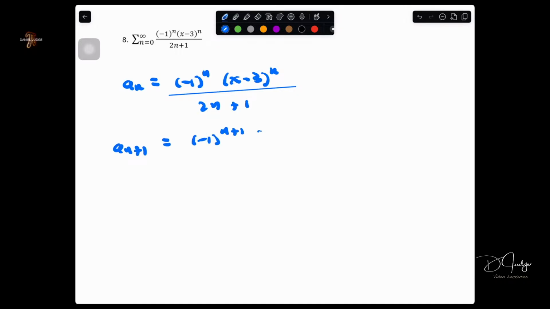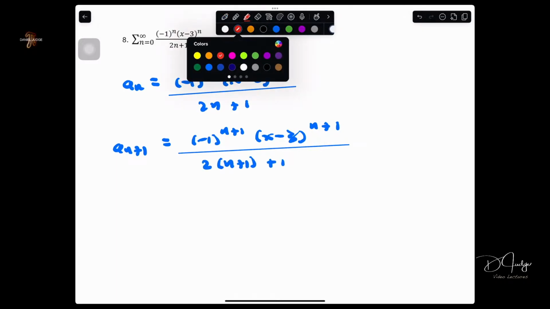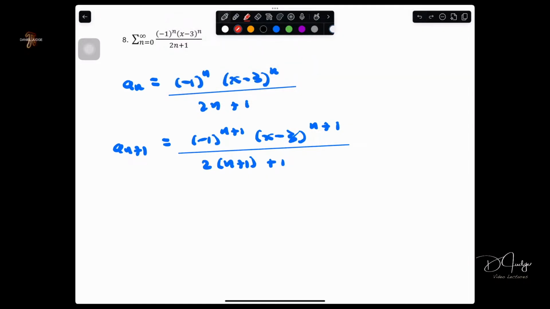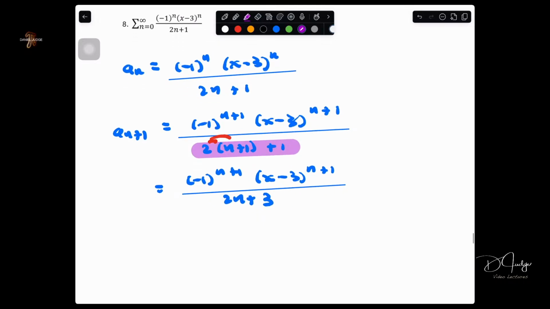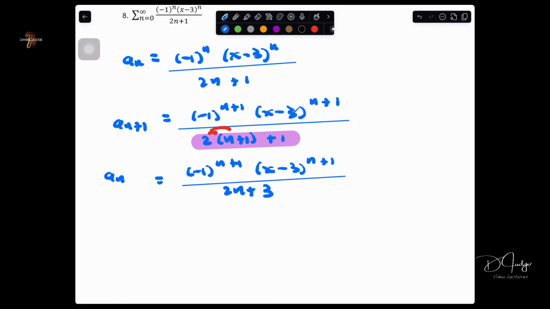Now, for the next term, we just replace n with n plus 1. Let's be careful here, because I'm going to do a little bit of the algebra. Just distribute, replacing your n with n plus 1. That will be 2n plus 2, plus 1 gives you 2n plus 3. Combining like terms and doing a little bit of that algebra down here, this is a to the n plus 1. We'll do that right now.